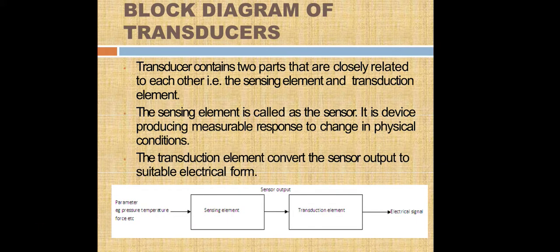Block diagram of a transducer. A transducer contains two parts that are closely related to each other: its sensing element and transduction element. The sensing element is called the sensor. It is a device producing a measurable response to change in physical conditions. The transduction element converts the sensor output to a suitable electrical form. Parameters such as pressure, temperature, and force act on the sensing element, and the transduction element converts the sensor output into electrical signals.